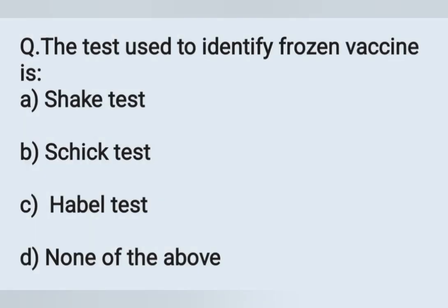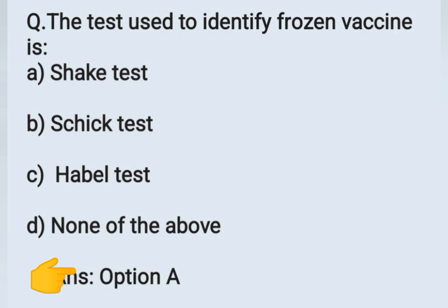And the next question is the test used to identify frozen vaccine is options. Option A shake test, option B Schick test, option C Hubble test, option D none of this. The test which is used to identify frozen vaccine is shake test. Option A is the correct answer. Move on to the next question.